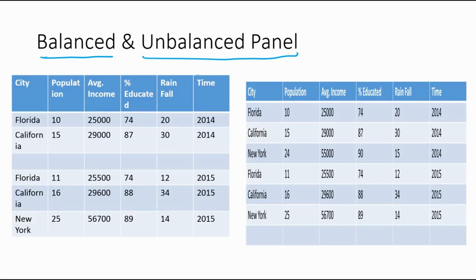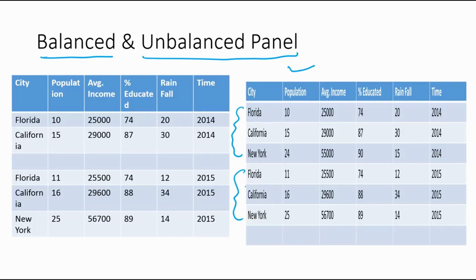So what is a balanced panel data? If you look at the right hand side of the data set, this is the one that we have taken from the previous slide. This is called balanced panel. Why? Because we have got data for the three cross sections, and exactly the three cross sections, without missing out on any one of them.